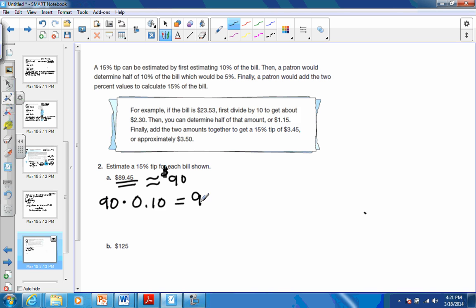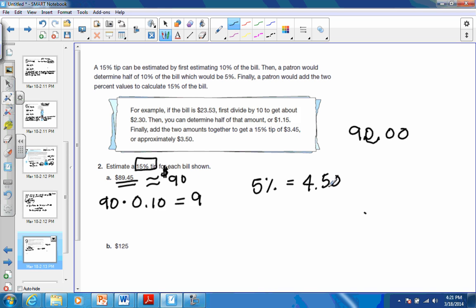If you think about this, if I have $90 written out, all you're basically doing is moving the decimal point one place to the left to take 10% of the number. So using this, we have $9. That would be 10%. We want 15%. It says a 15% tip. So I know the 10% is $9. So 5% would be $4.50 because it's half of $9.